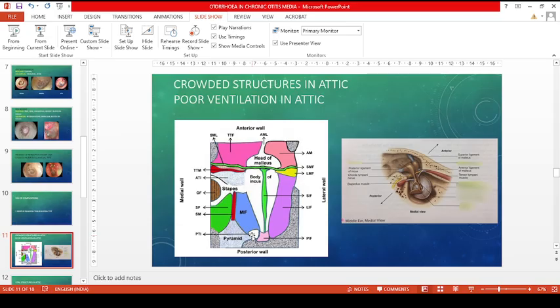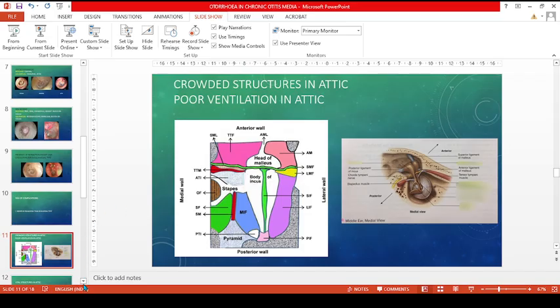Hence, the attic is extremely poorly ventilated and can easily get blocked because of inflammation. It can be separated from the rest of the middle ear, and there's a high chance of negative pressure created within the attic, and this is compounded by the crowding of the structures in the attic.